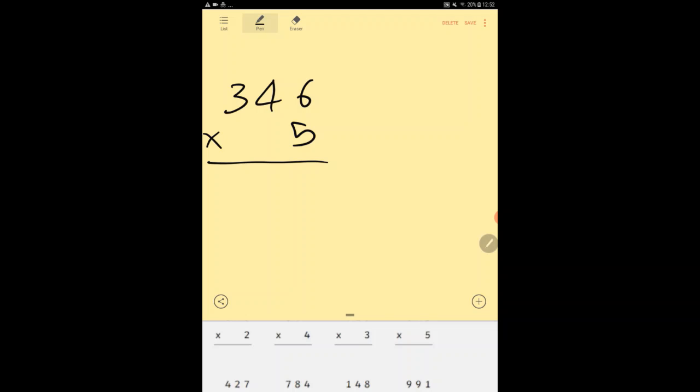5 times 6 is 30, so you put the 0 here, then you put a tiny 3 underneath. Then you do 5 times 4, which is 20, plus the 3 would give you 23. So you put the 3 here and a tiny 2 under here. 5 times 3 is 15, plus the 2 would give you 17. So you put the 7 here and the 1 over here. Make sure you cross these off so you know you've added them. And your final answer would be 1730.